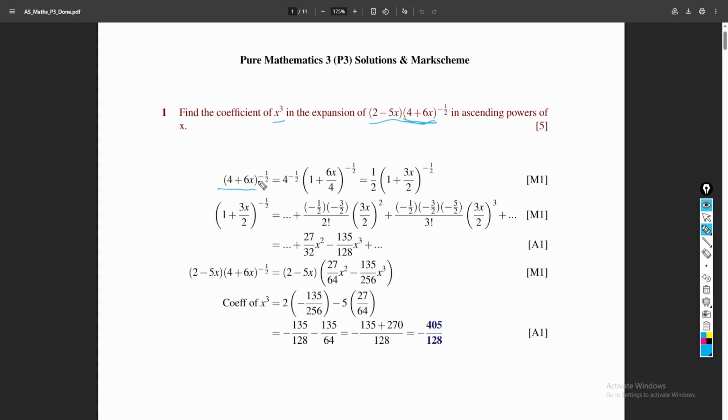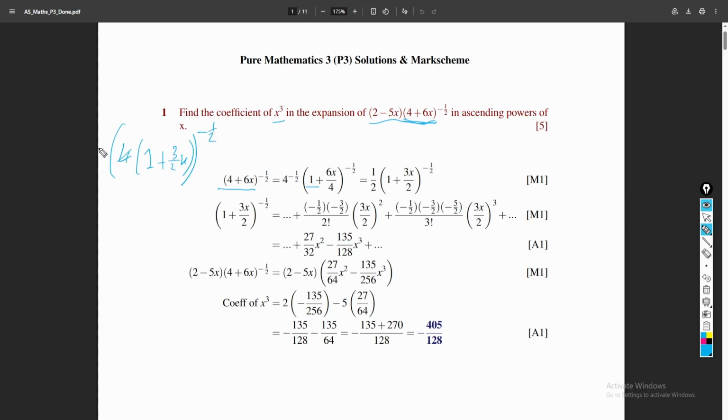We expanded this, and how much should we expand? That's the first question. But before that, we need to make sure that the leftmost power is 1 because it makes things much simpler. So we factor out 4 from both of them. While factoring out 4, it becomes 1 plus, and this becomes 6 by 4 or 3 by 2 x, and then this entire thing has a power of minus 1 by 2.